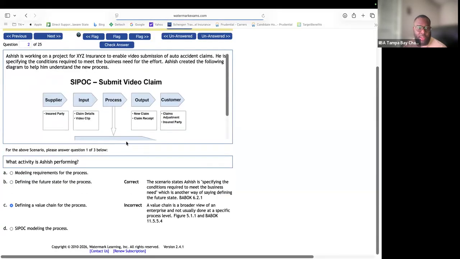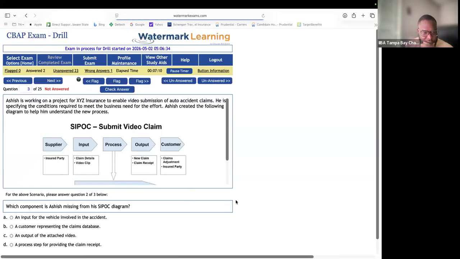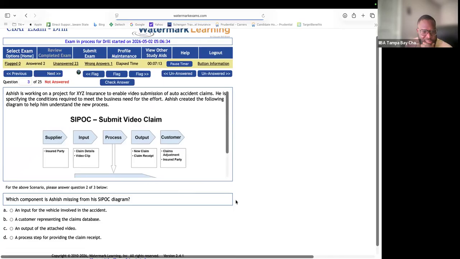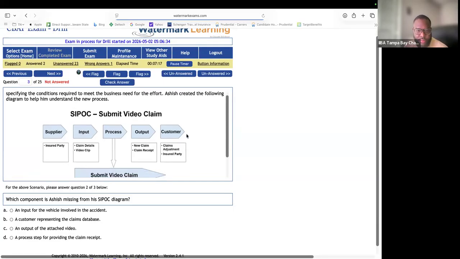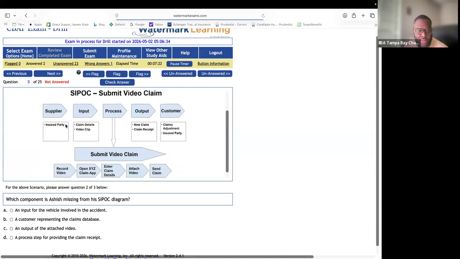Okay. Next question. From the same scenario, which component is Ashish missing from his SIPOC diagram? A, an input for the vehicle involved in the accident; B, a customer representing the claim database; C, an output of the attached video; or D, a process step for providing the claim receipt.